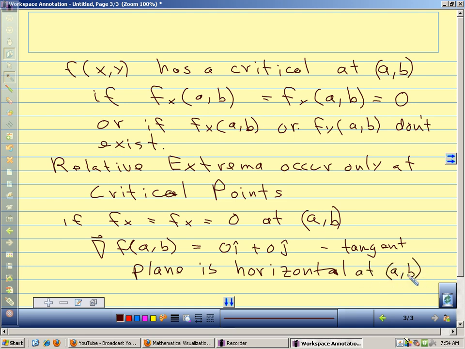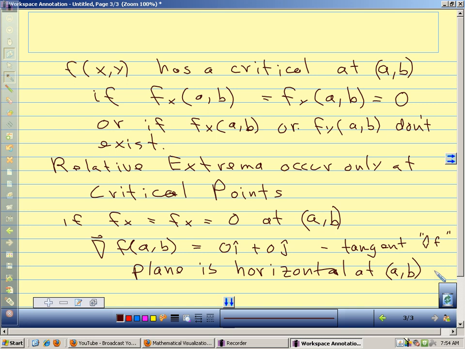So just like we talked about yesterday, just like in single variable calculus, when we're at a relative max or relative minimum, our tangent line is horizontal. At a relative extrema of a multivariable function, our tangent plane is horizontal.